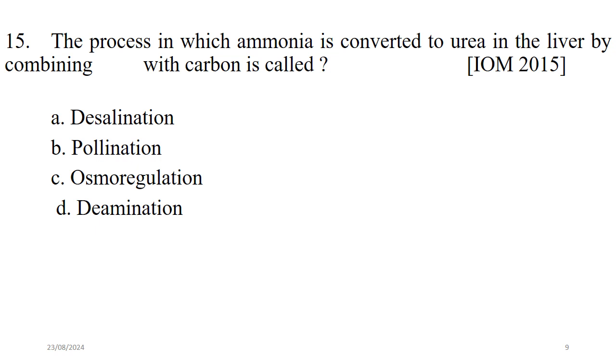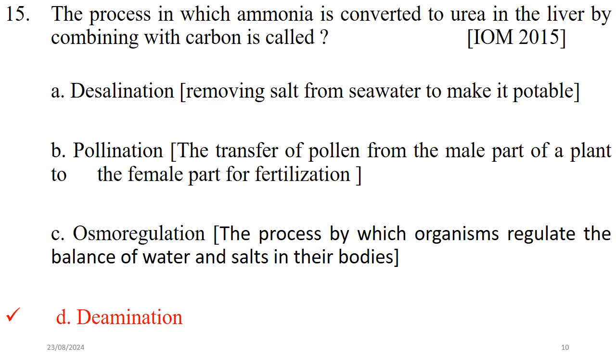Question number 15. The process in which ammonia is converted to urea in the liver by combining with carbon dioxide is called. The options are A. Desalination, B. Pollination, C. Osmoregulation, D. Deamination. The correct answer is option D, deamination. It is the process in which ammonia is converted to urea in the liver.